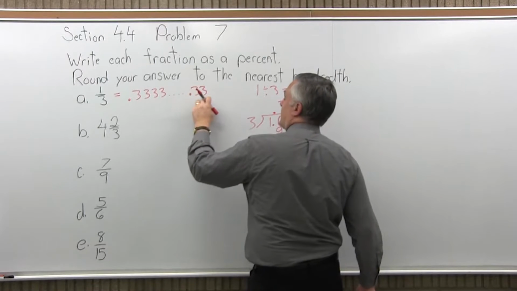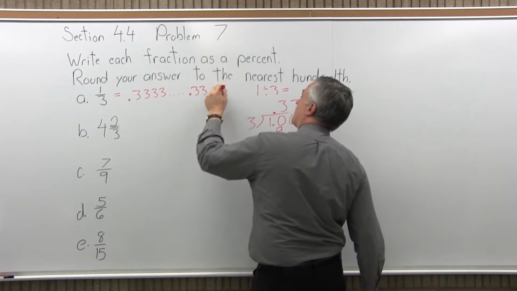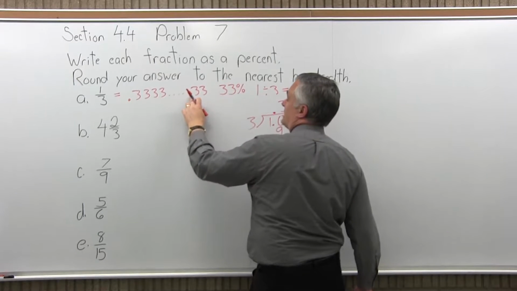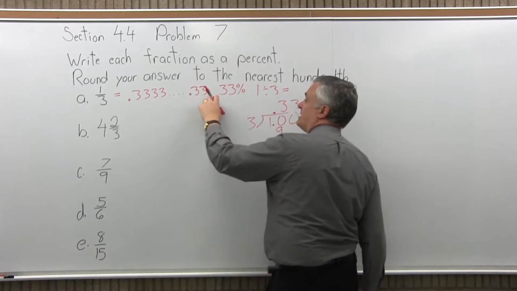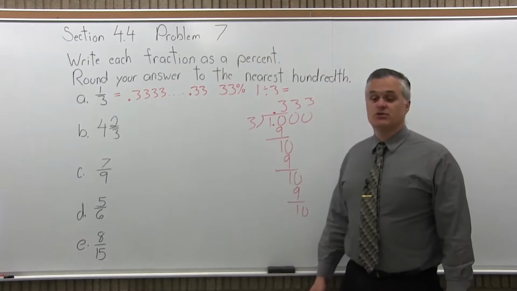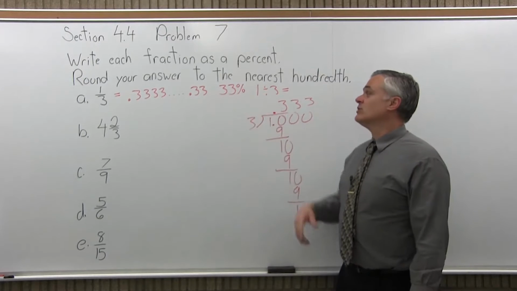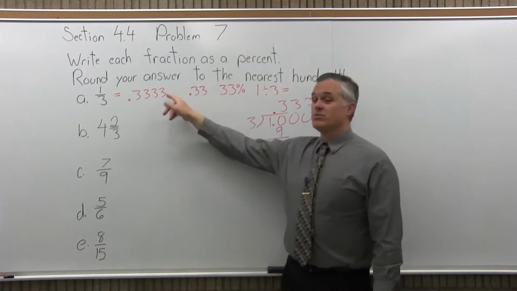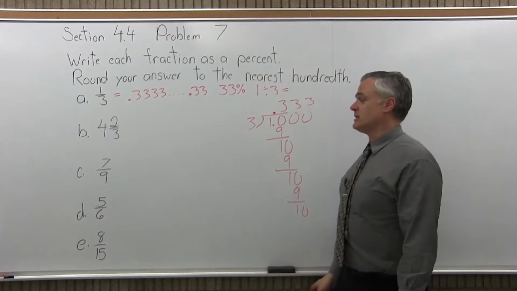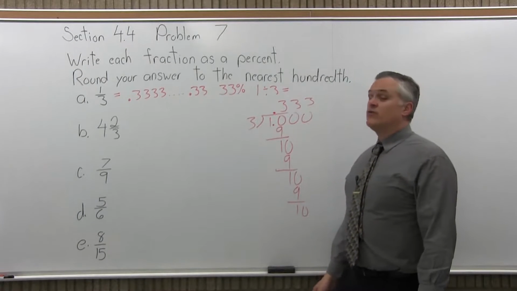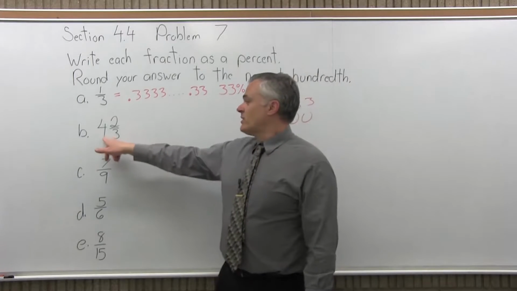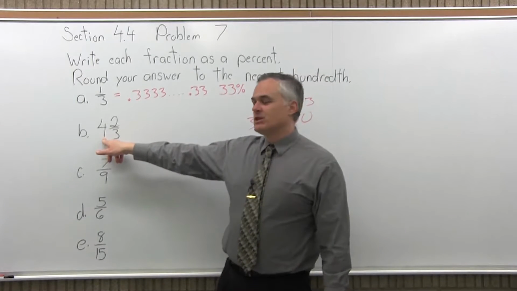And as a percent, 0.33 becomes 33%. To make a decimal into a percent, you move the decimal over 2 places to the right. So 33%. If it said hundredth of a percent, we'd have to go out really 4 places. It'd be 33.33%. So the next one, 4 2/3. Because of the 4 in front, I know it'll be 400 and something percent.